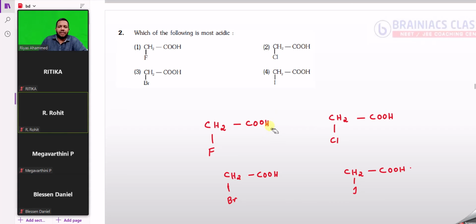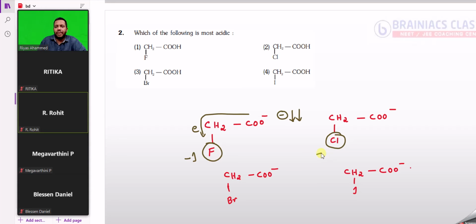Now here also the concept remains the same. Remove the H plus. Let all of them remove the H plus. Then this will become a carboxylate anion like this. Now check from the 4 which is most stable. Fluorine has the maximum minus I effect. So the negative charge will come over here very fast in the case of fluorine, so that the magnitude of the negative charge here decreases very fast.